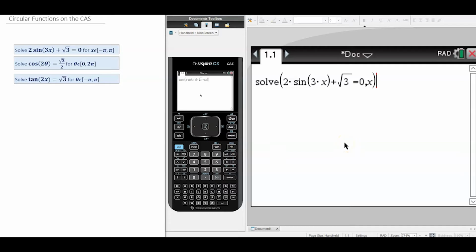Make sure you're set to radians as well. You should be set to radians for this unit. Sometimes in year 11 they do degrees in the textbook, but generally year 12 is in radians, and you can convert between the two fairly quickly. But yeah, let's get into it.